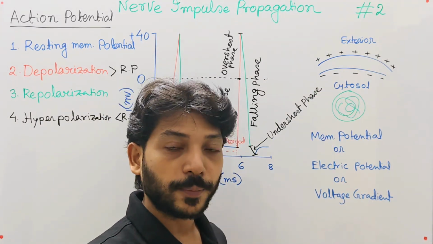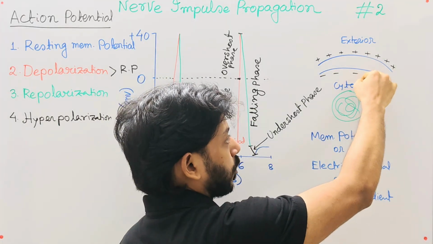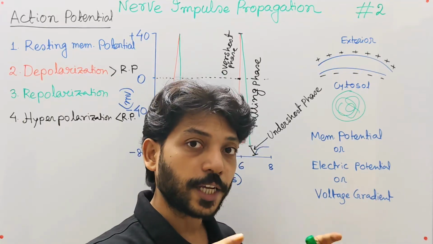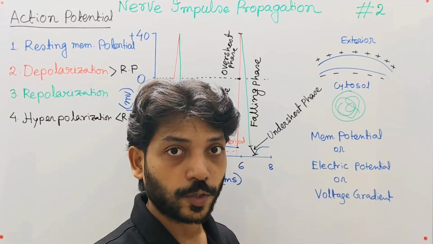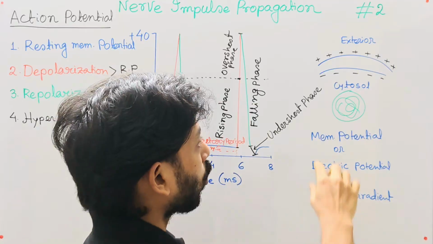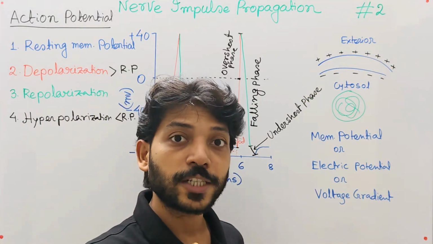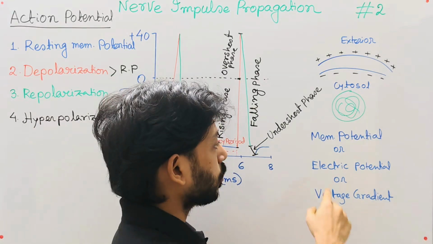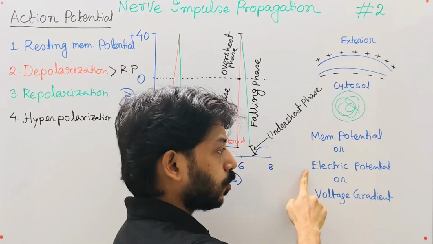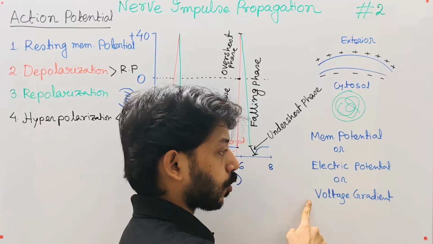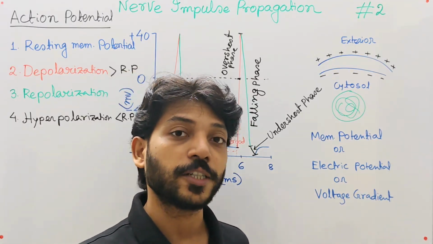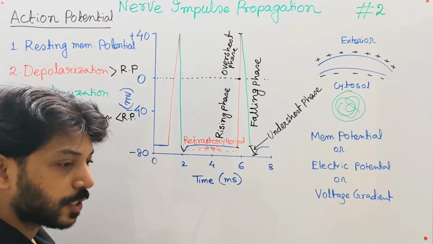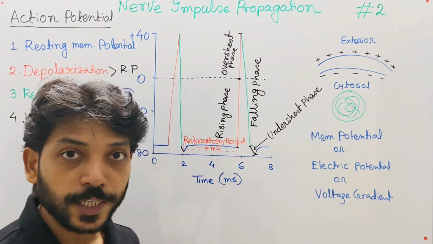Now, if you insert a microelectrode inside the cytosol, keep another microelectrode outside, and connect these two microelectrodes with a potentiometer or voltmeter, you will get a reading. In normal condition, that is in the resting or unexcited condition of a neuron, you will get a value. This is called membrane potential, or we also call it electric potential or voltage gradient. Voltage gradient means the difference in voltage. So the y-axis here denotes the membrane potential change in millivolt.